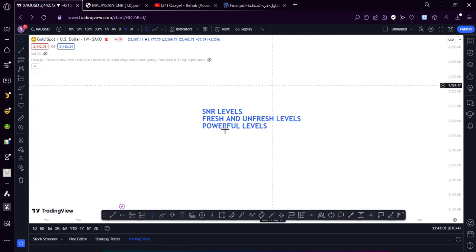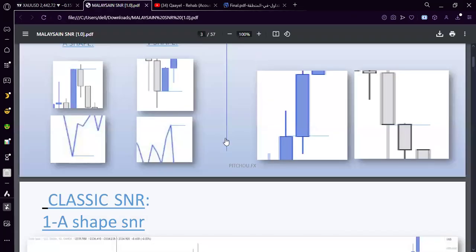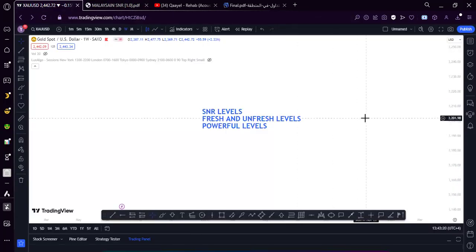In the basics, we have SNR levels, we have fresh and unfresh levels, and lastly, powerful levels. The SNR levels and unfresh levels are something simple. You can check my PDF if you are confused. Okay, I chose not to explain them because all of you understand them. So let's move to the powerful level.